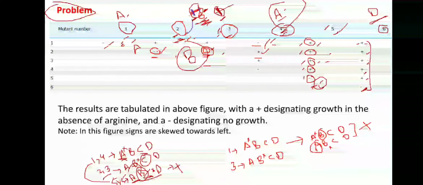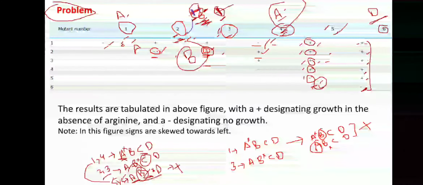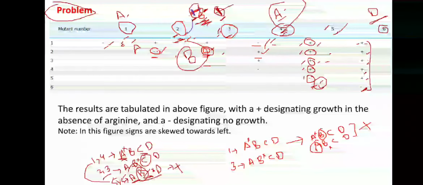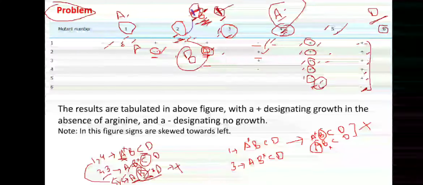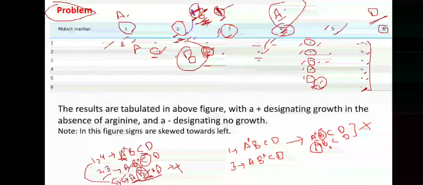So if we took 1, 2, 3, 4, 5, 6, mutants out of 6, and compared these 6 mutants, we found that mutant 1 and mutant 4 are the same, mutant 2 and mutant 3 are the same. So mutant 1 and mutant 4 will be in one group because the mutation was in the same gene, which was A. Similarly, the mutation in 2 and 3 was in the same gene, so they will be in the same complementation group.